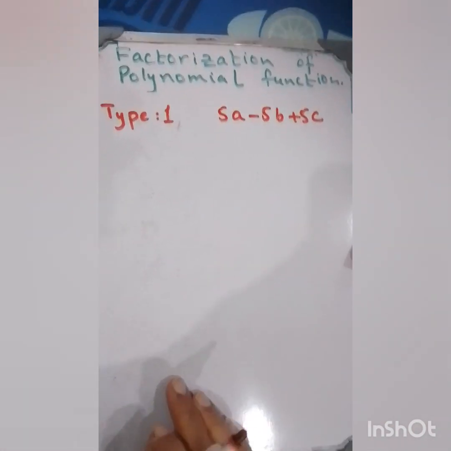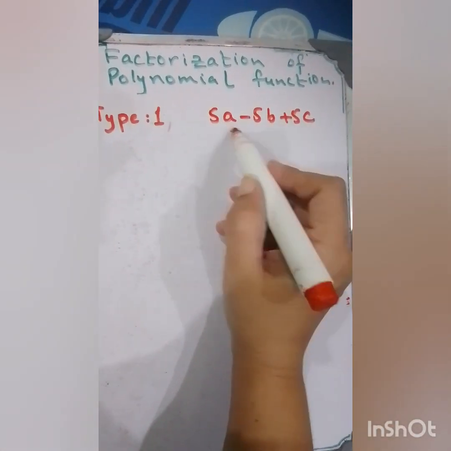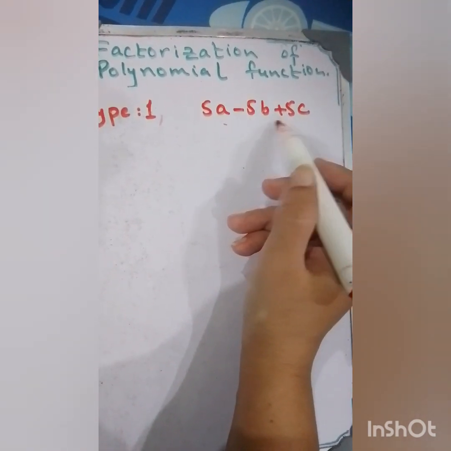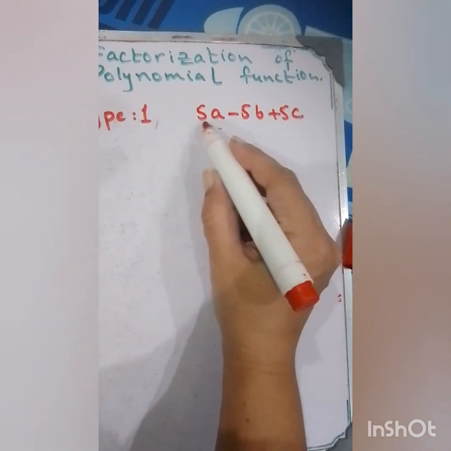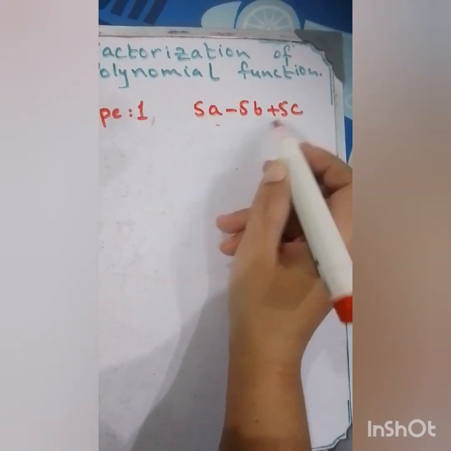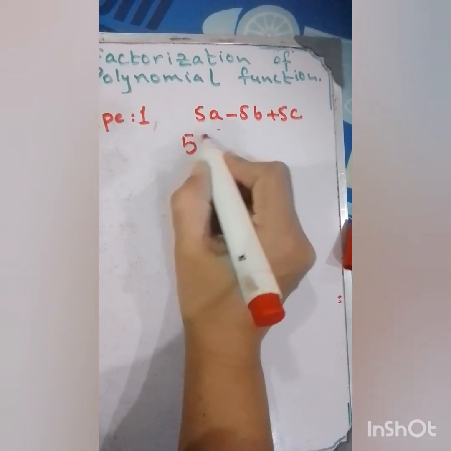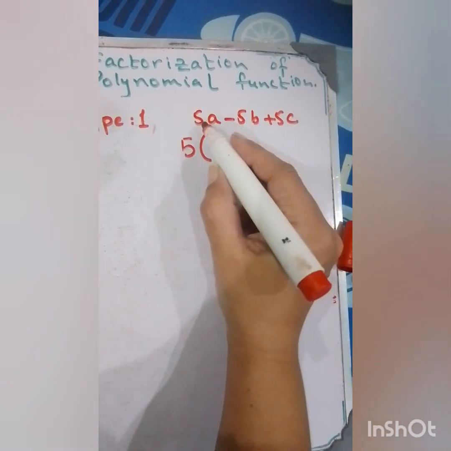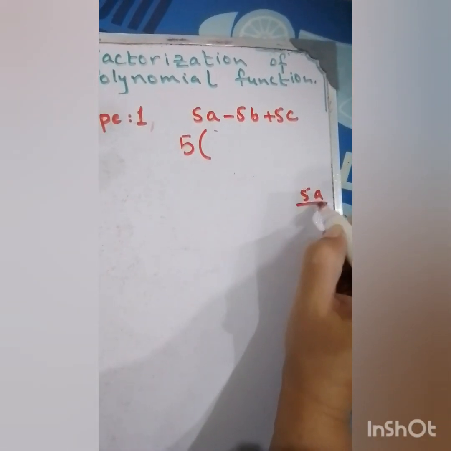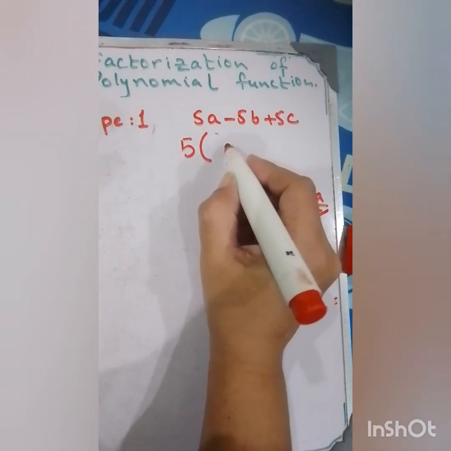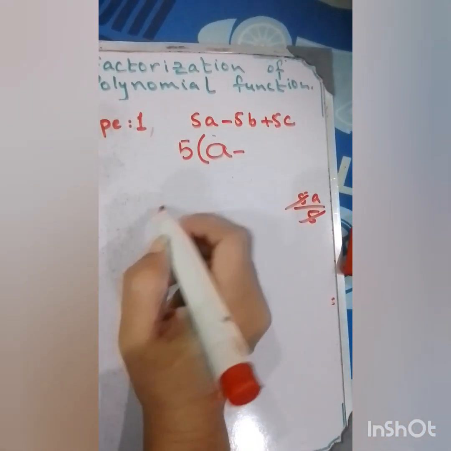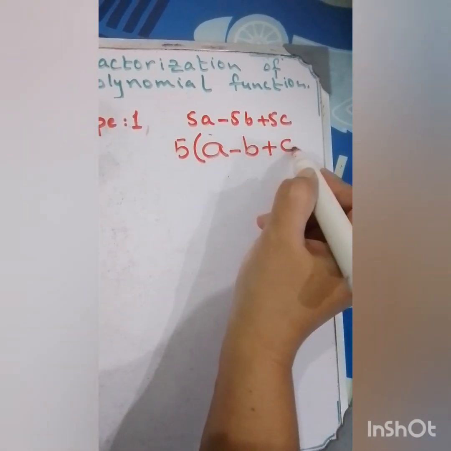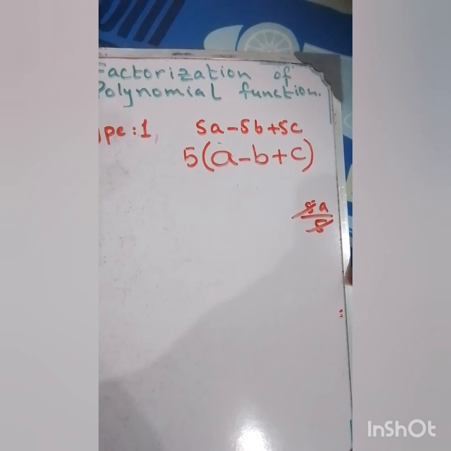This is type 1. Here you can see an expression written with a combination of variables, coefficients, and signs of operations. You can see that 5 is repeating, so we take it out as common and divide all the terms one by one by this 5. We get 5a upon 5, which gives a. Similarly, here 5 is cancelled so b is left, and here 5 is cancelled so c is left. So this is type 1.